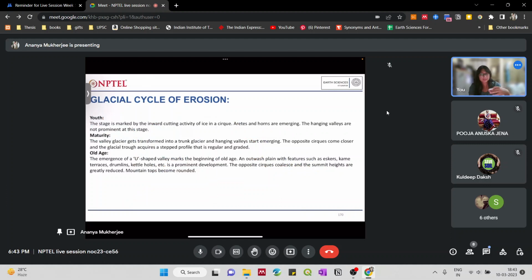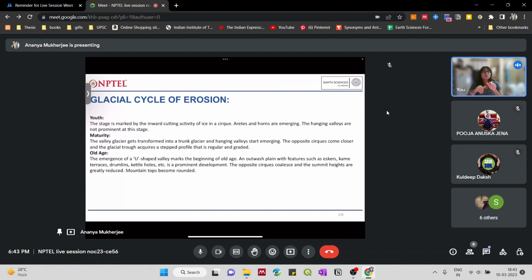So as I said, even glaciers have a cycle of erosion, which is similar to how the fluvial cycle of erosion also happens. At the youth stage, you will have more cutting activity, or higher erosive activity, by the glaciers. In the mature stage, you are going to have broader valleys and a broader glacial structure where it is flowing. There is also erosional activity, but there are some depositional features that are present during the mature stage.